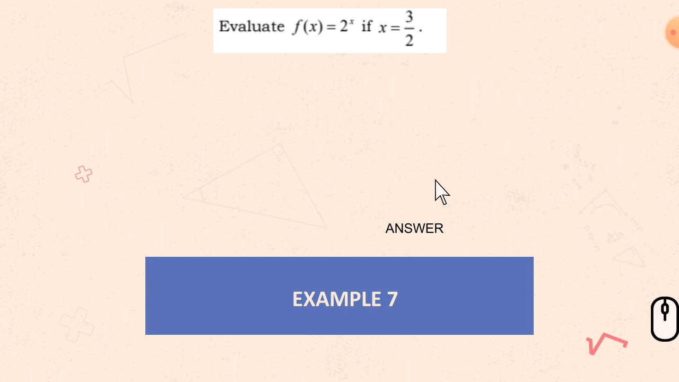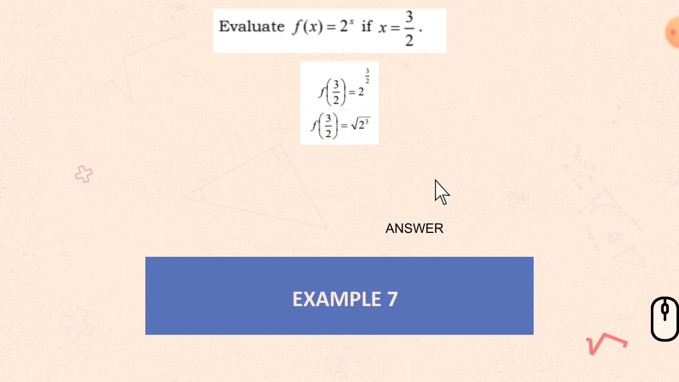Next example, 7. What if f of x is equal to 2 raised to x, if x is equal to 3 halves. So, yung value ng x natin is 3 over 2. So, paano gagawin? Ayan. So, substitute. So, f of 3 over 2 is equal to 2 raised to 3 over 2.